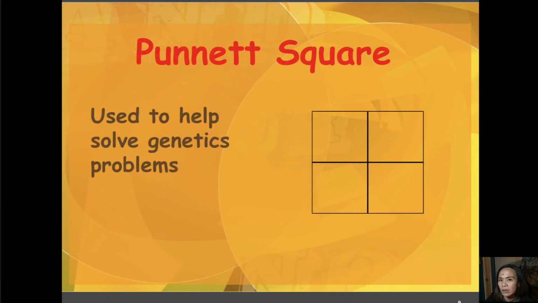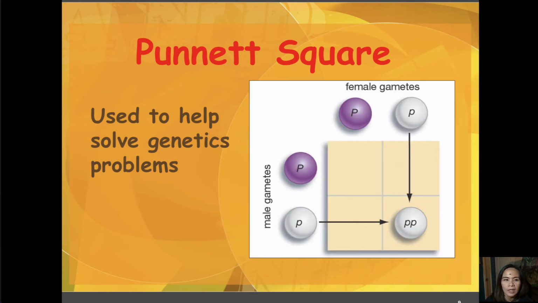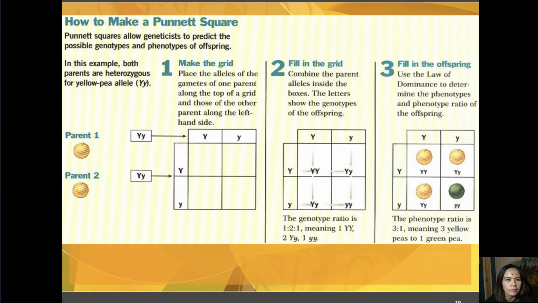Now, we're also going to be learning about the Punnett square. The Punnett square is a tool used to help solve genetic problems. As you can see here, there is a bit of a technique in order for you to segregate, so to speak, the gametes from the female or the mother's gamete and the father's gamete, or male and female gametes. And this is what we're going to be talking about in a bit.